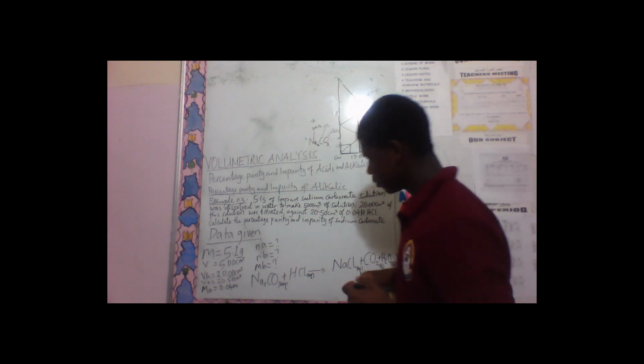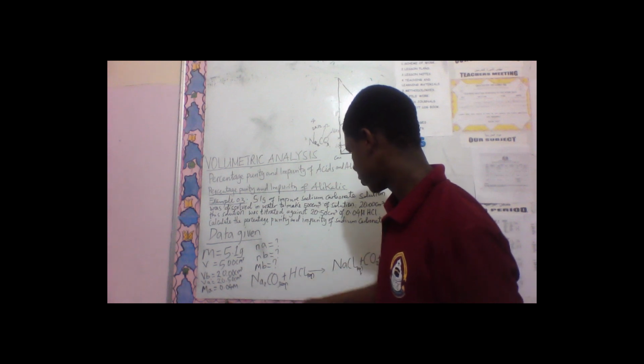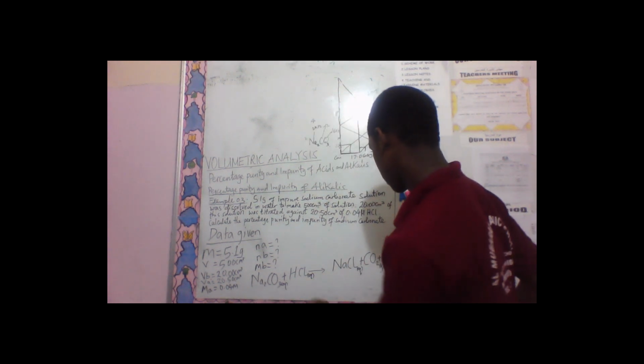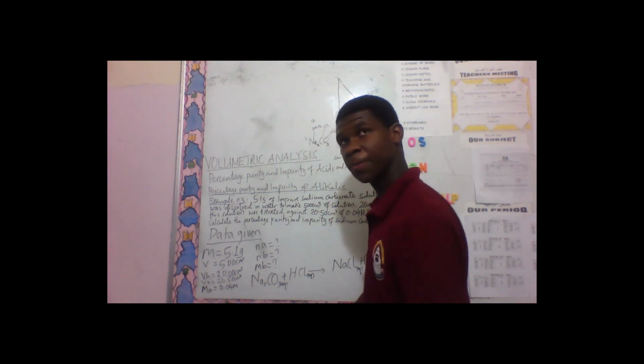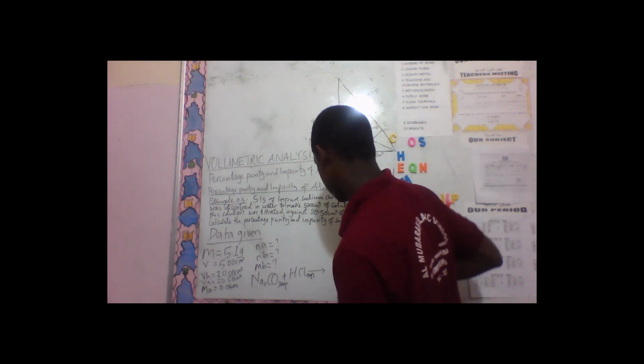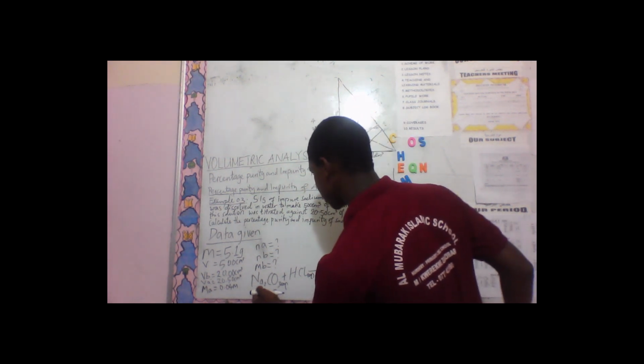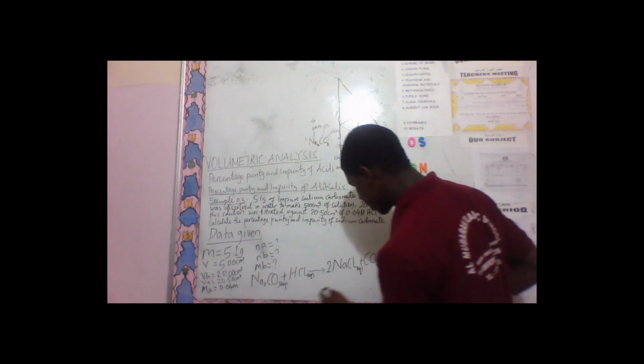So we have to balance the equation. Sodium: how many sodium do we have on this side? Two sodium, and on this side, one. So what must we do? We must add 2 in front of sodium chloride. So the sodium will be 2 on the reactant side, and 2 on the product side.